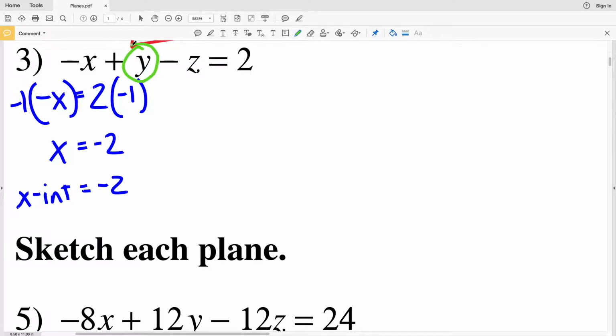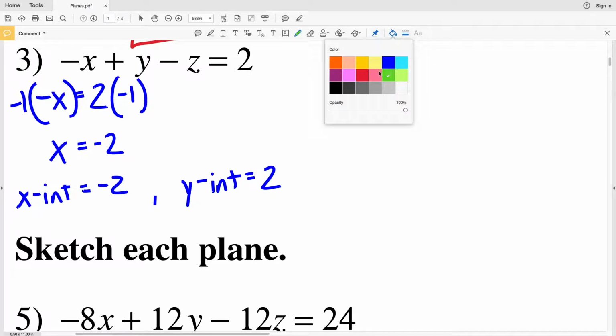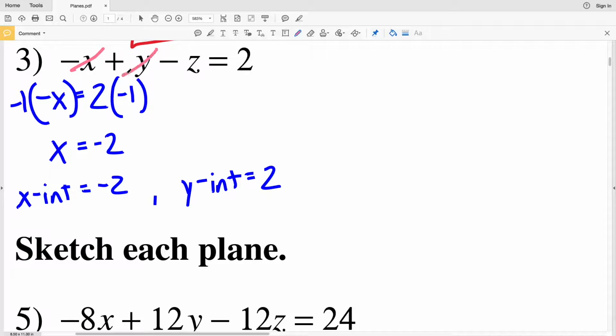My y-intercept occurs when x and z are 0. So y equals 2 will be our y-intercept. So the y-intercept occurs at 2. And then finally, we're going to look at that z-intercept. So x is 0, y is 0, so we have negative z equals a positive 2.